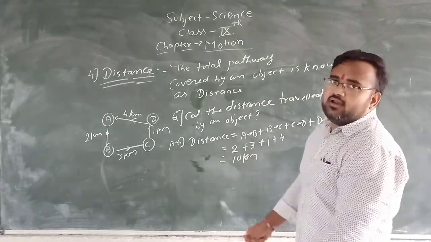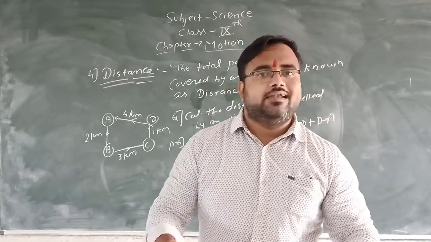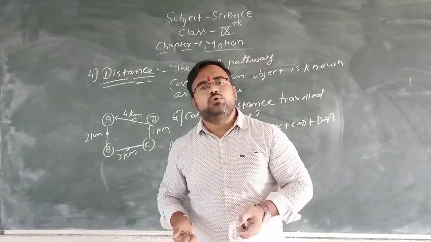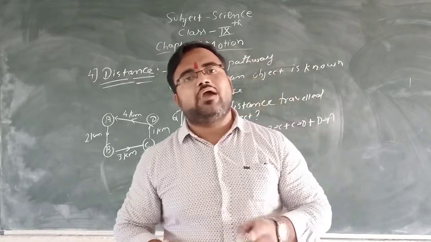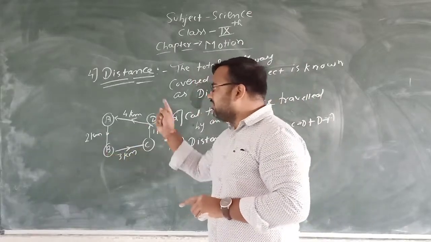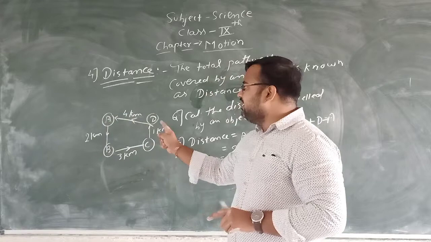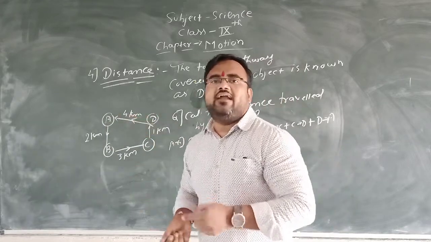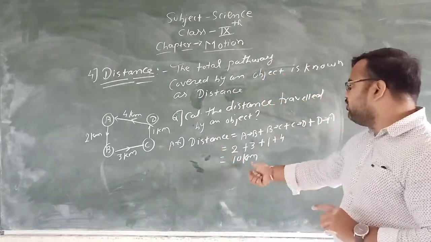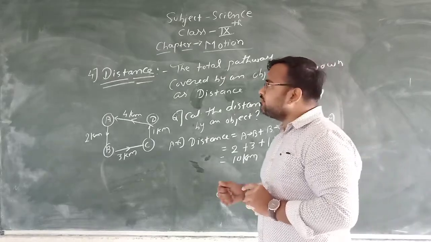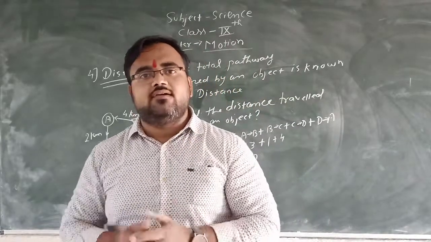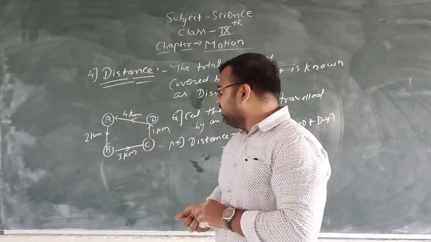In the examination they can give you any diagram and the distance will be written on the diagram, and if they ask what is the total distance, then you have to calculate the full pathway traveled by the object. The object moved from A to B, B to C, C to D and D to A. So we simply add the distances and we can write the distance traveled by the object is 10 km. So again, distance is the total pathway covered by an object.